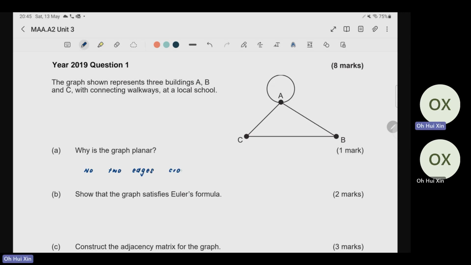So you can just say that no two edges cross. All right, show that the graph satisfies Euler's formula. This is a graph that is already drawn planar, which means when you look at the graph, no two edges cross. So I can straight away apply Euler's formula here.